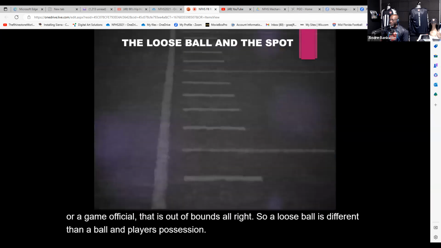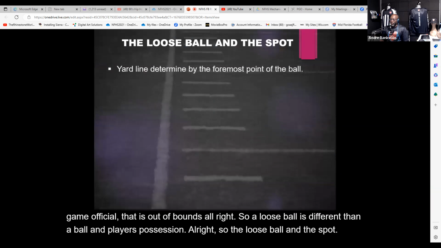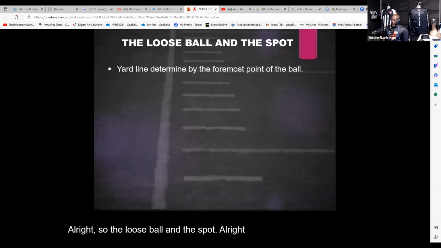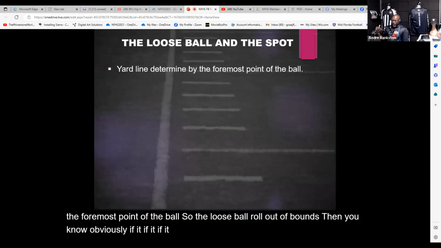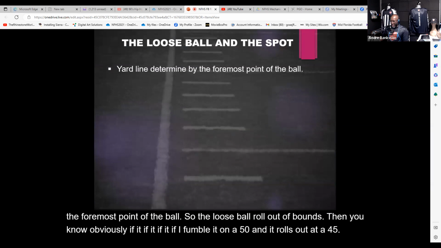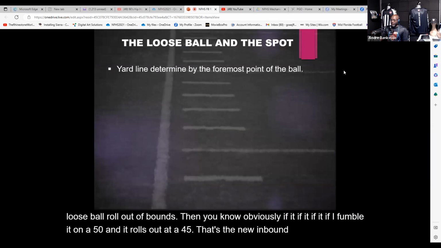All right. So the loose ball and the spot. The yard line is determined by the foremost point of the ball. So if the loose ball rolls out of bounds, then obviously if I fumble it on the 50 and it rolls out at the 45, that's the new inbound spot, the 45-yard line.